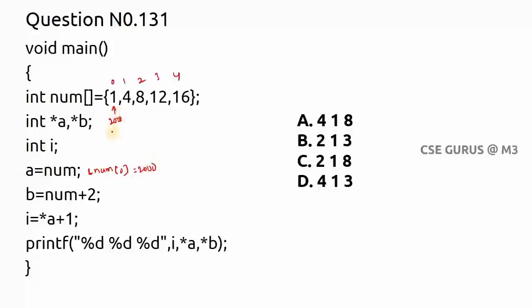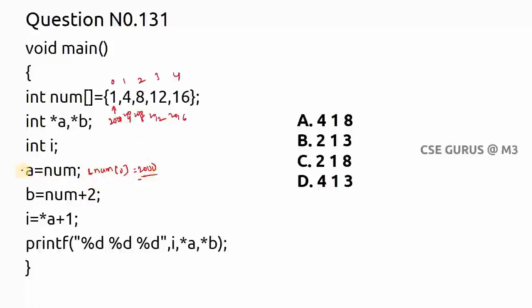If the base address is 2000, the next address will be 2004, the next 2008, next 2012, next 2016. Like this it will be stored, because each int data type requires 4 bytes. That's why it takes 2000 to 2003, 2004 to 2007, 2008 to 2011, 2012 to 2015, next 2016 to 2019. Now a equals &num[0], which is the address 2000.